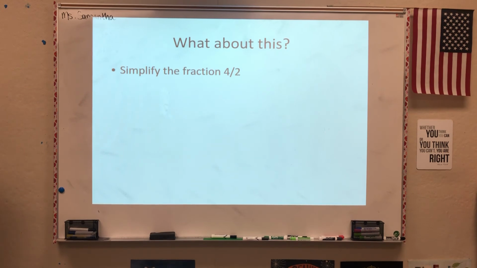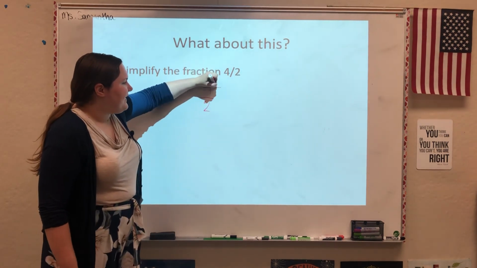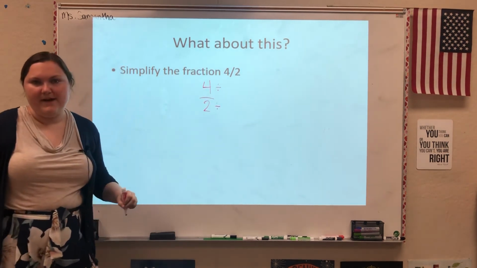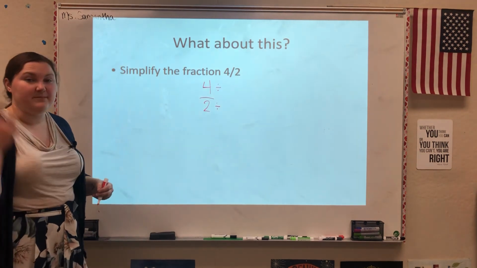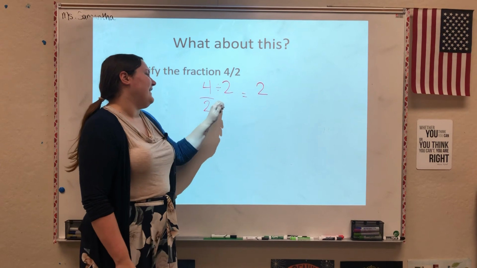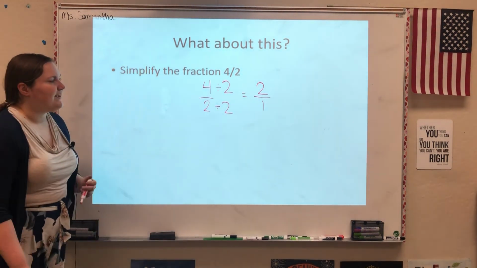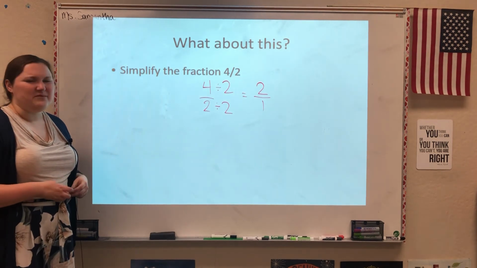Simplify the fraction 4/2. Well, similar to before, for halves, I want to find what's that number we can divide both of them by. And I see the number 2. I can divide 4 by 2, gives me 2. And I can divide 2 by 2, that gives me 1. So I get that fraction there. How do we read that fraction?